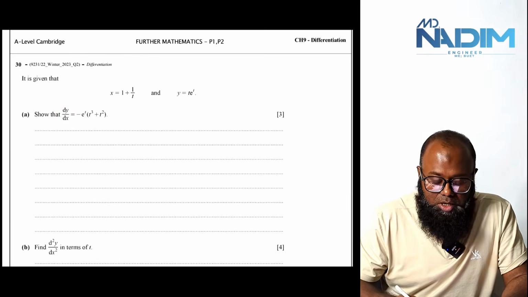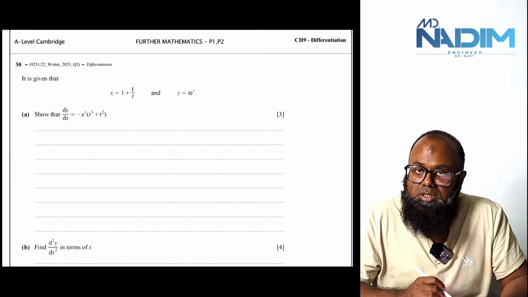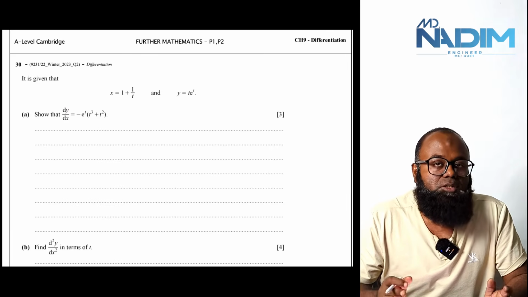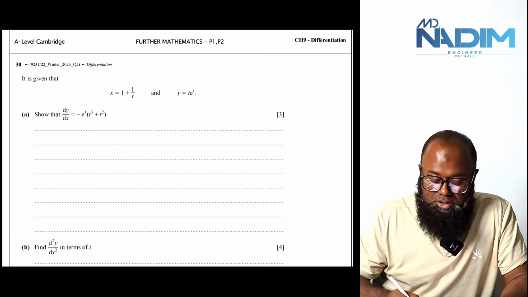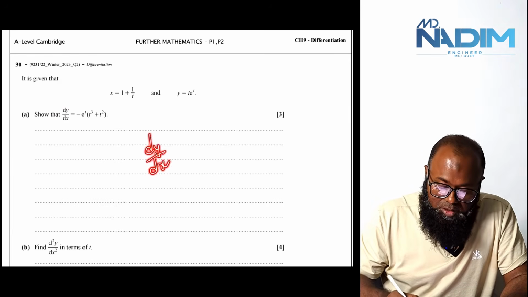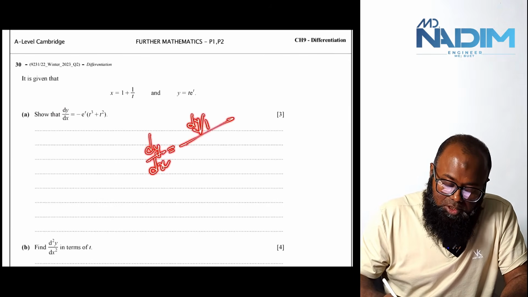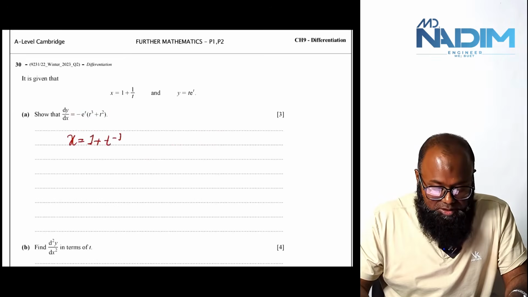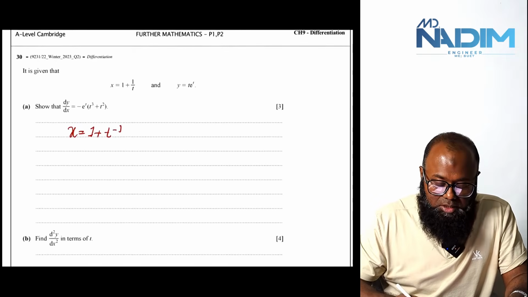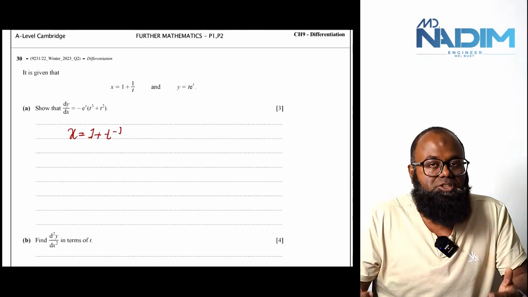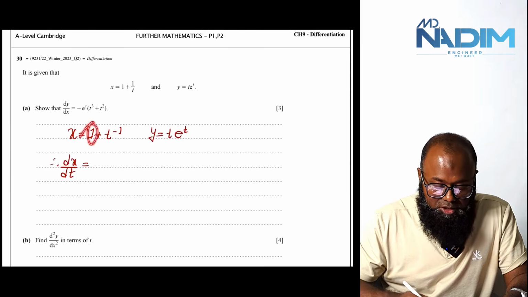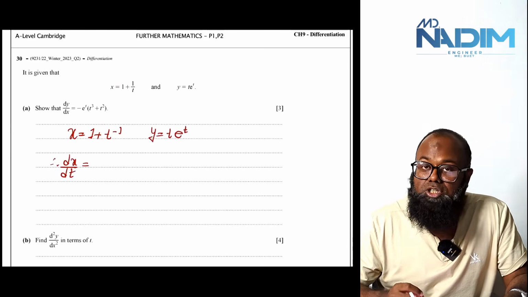What I need to do, I need to find dx by dt first. And then I need to find dy by dt. And then I will apply the formula dy by dx is equal to dy by dt divided by dx by dt. And then simplify to get the desired expression. Now, let us start with x, guys. X is equal to 1 plus t to the power minus 1. Now, if I differentiate x with respect to t, I'll get dx by dt. So it would be 0 here, and here I'll get minus t to the power minus 2.